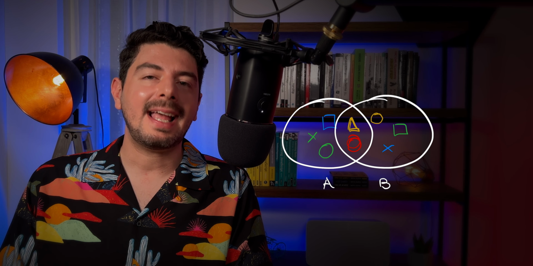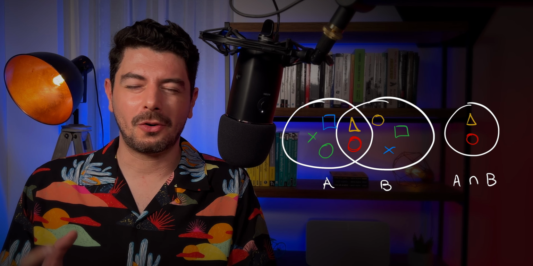We programmers call it array. So if we have, for example, a set A, which has some kind of stuff inside, and another set B, which also has some other stuff, the intersection between these two sets will be another set, a new set, that will only contain their common parts, so the ones in the middle.